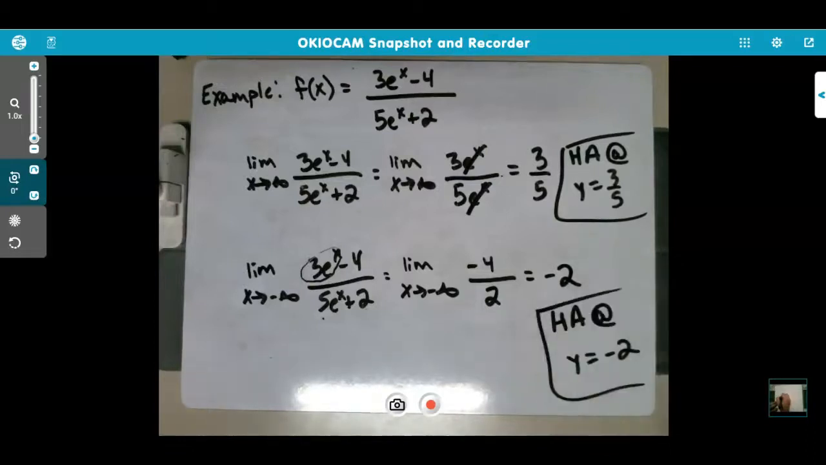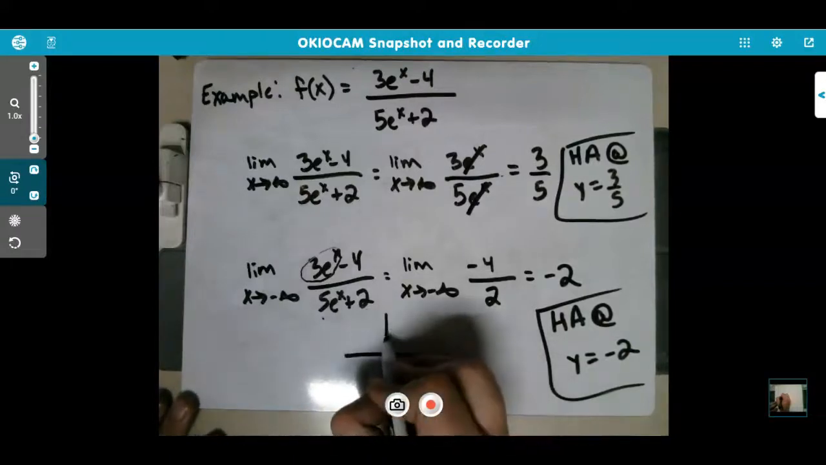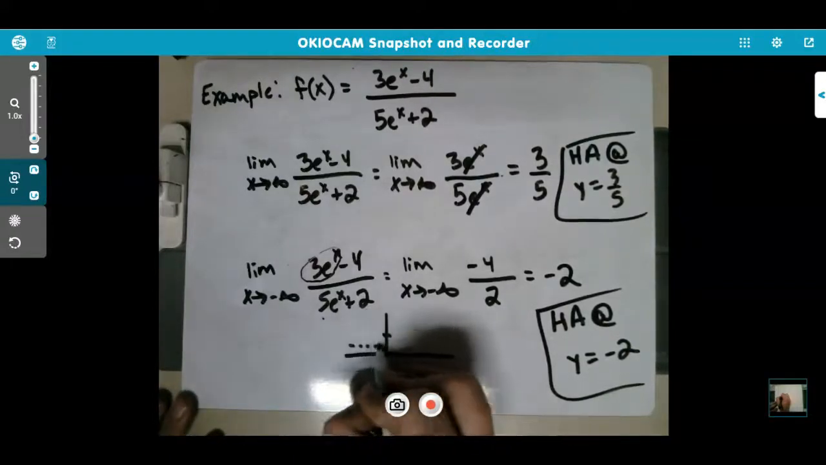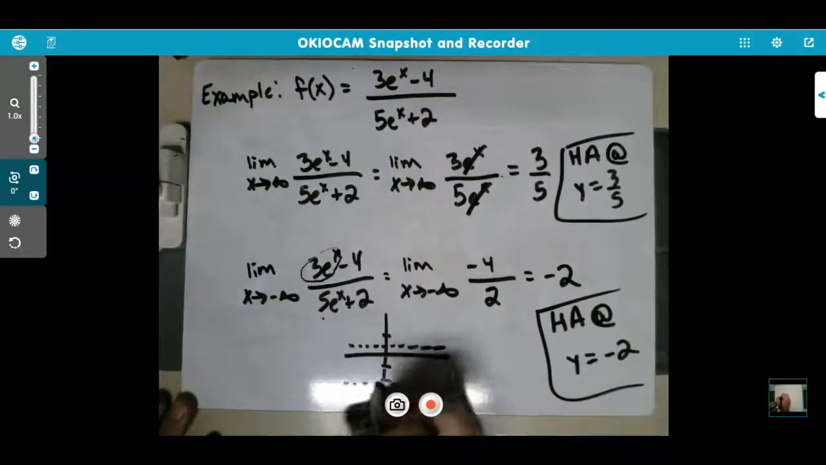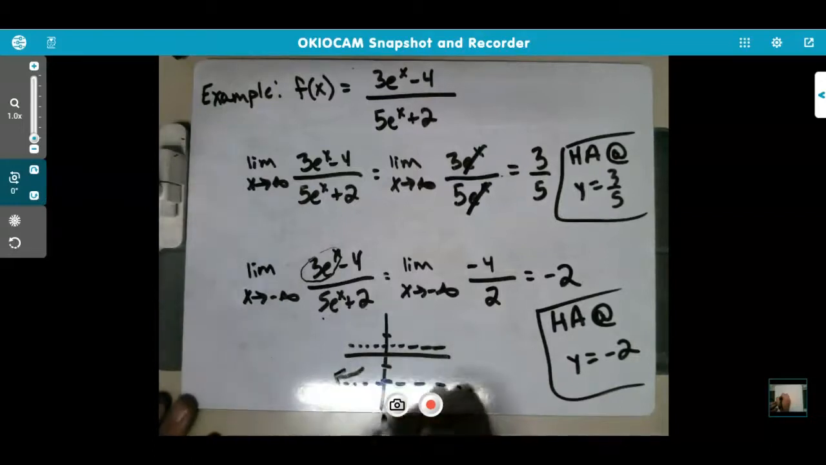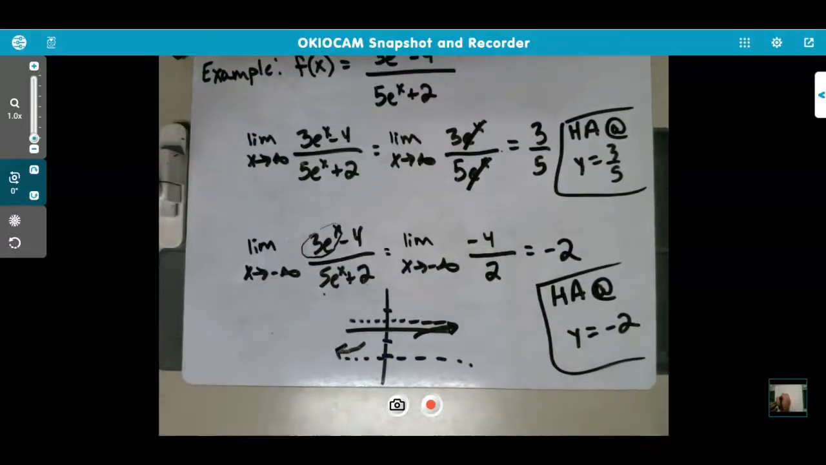So what this means for the graph then is that y equals 3 over 5. If this is 1, then 3 over 5 is like right here. And then at y equals negative 2 right here. On the left side, I'm approaching this line, but on the right side, I'm approaching that line. That's what that means. In part 2, we are going to learn more about how I can use everything we have learned so far to draw a graph.